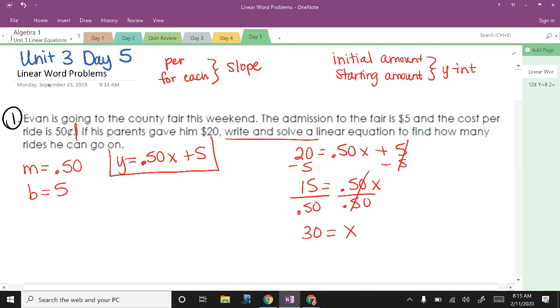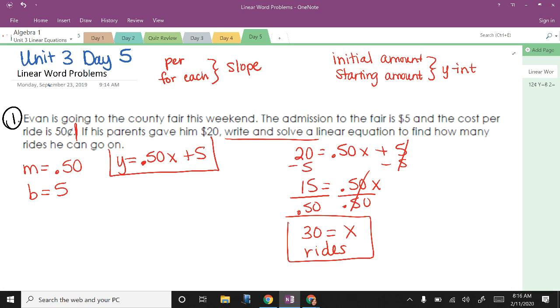So what does X talk about? Now, word problems need words with their answers. 30 what? Rides. He can go on 30 rides, barring that he didn't pay for a girlfriend to get in with him, or that he didn't buy him a corn dog or a funnel cake, right? That's just getting in and riding. If he just goes in just to ride, now he's going to be hungry. So I'd be budgeting for a funnel cake.